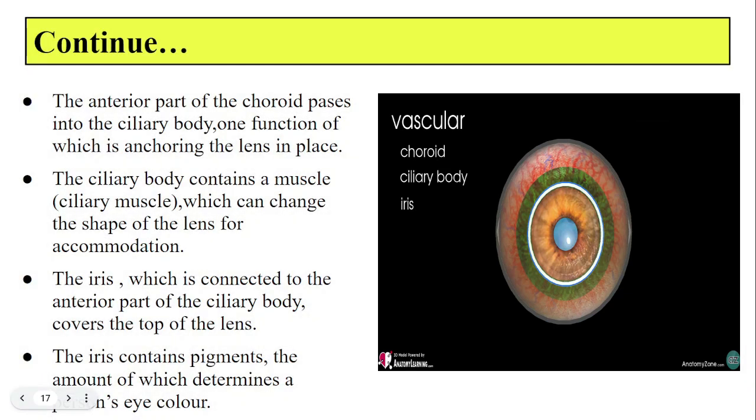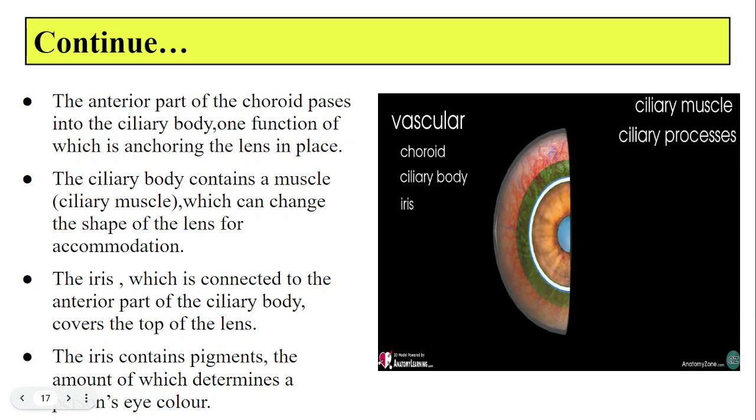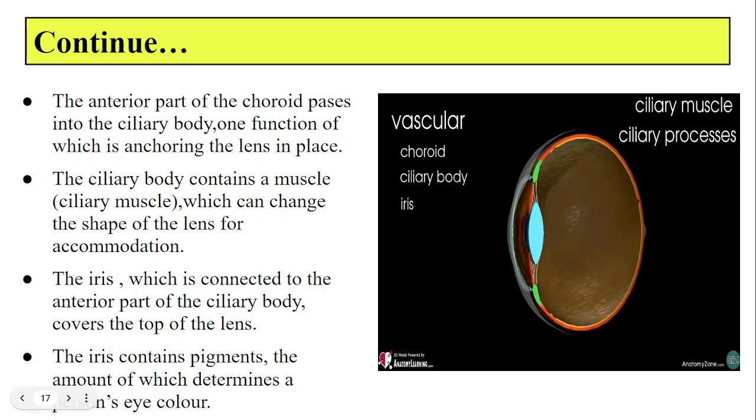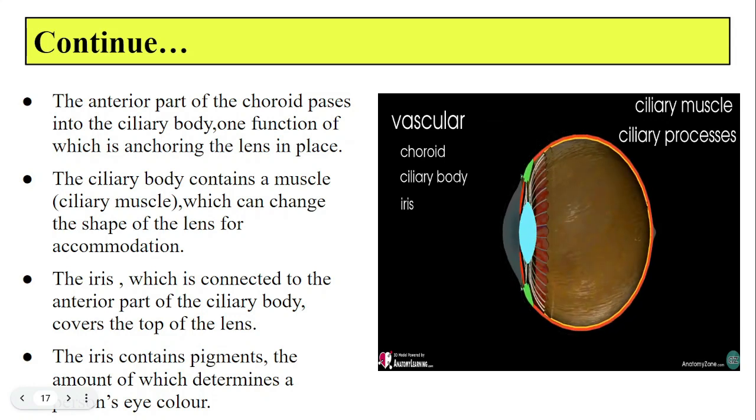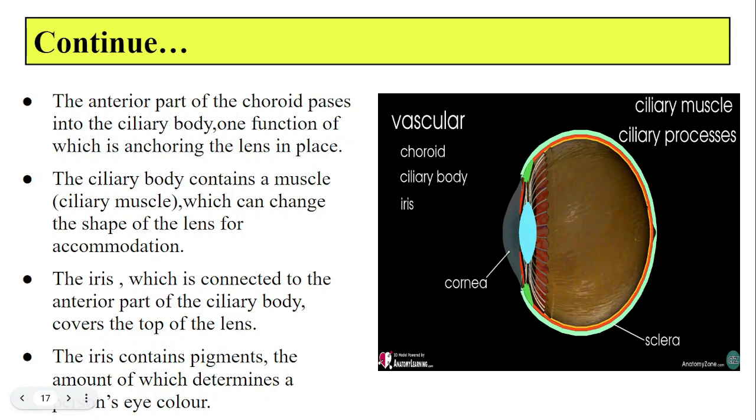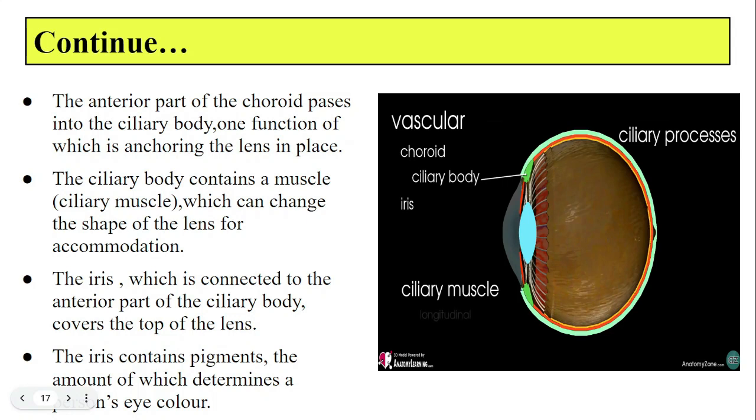The anterior part of the choroid passes into the ciliary body, one function of which is anchoring the lens in place. The ciliary body contains muscles which can change the shape of the lens for accommodation. The iris, which is connected to the anterior part of the ciliary body, covers the front of the lens. The iris contains pigment, the amount of which determines a person's eye color.